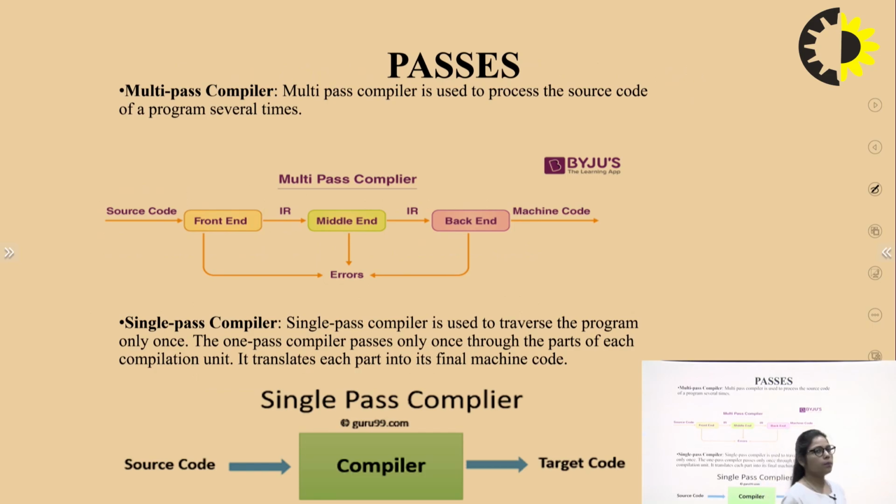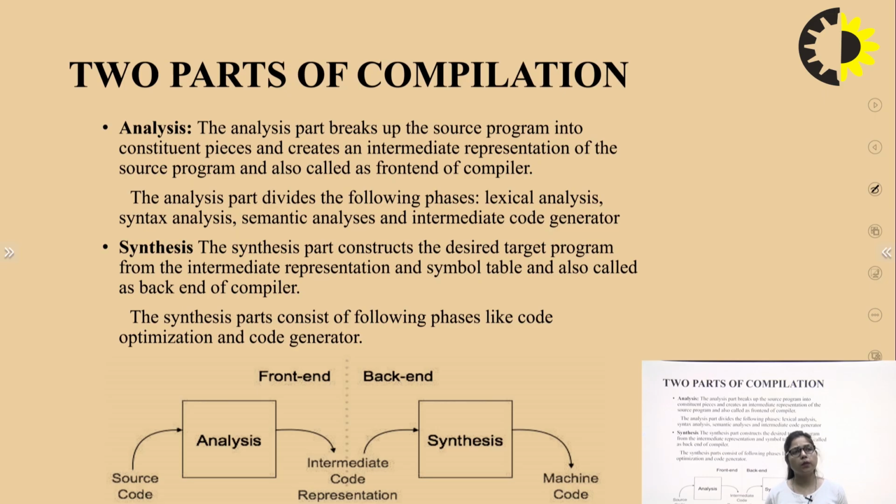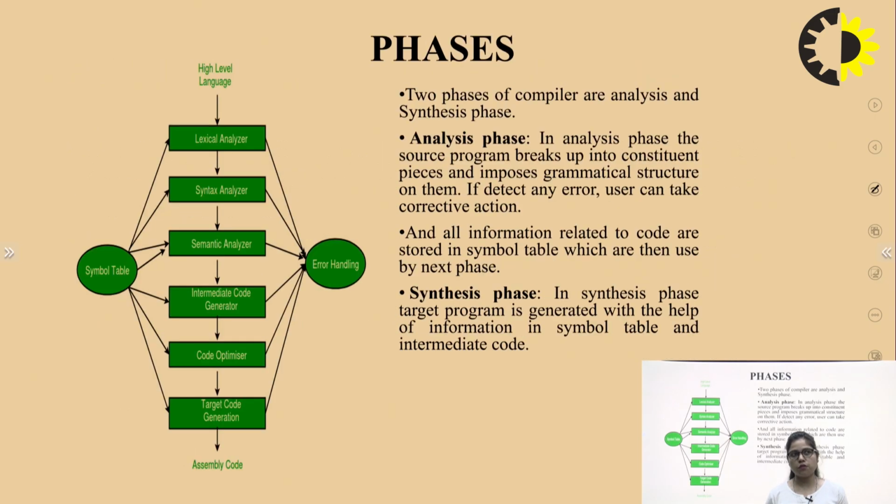I'll explain the phases of the compiler first. These are the 6 phases of a compiler: lexical analyzer, syntax analyzer, semantic analyzer, intermediate code generation, code optimizer, and target code generation, and after that assembly code. First we have the high level language, and the second one is assembly code.